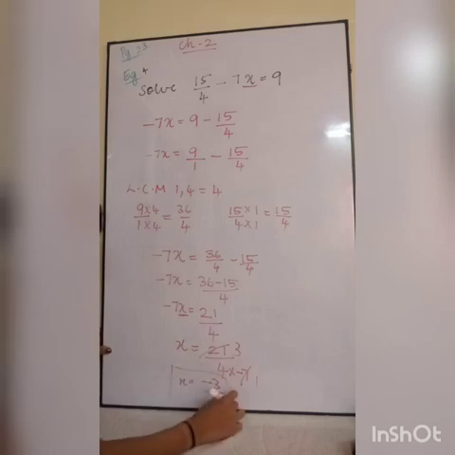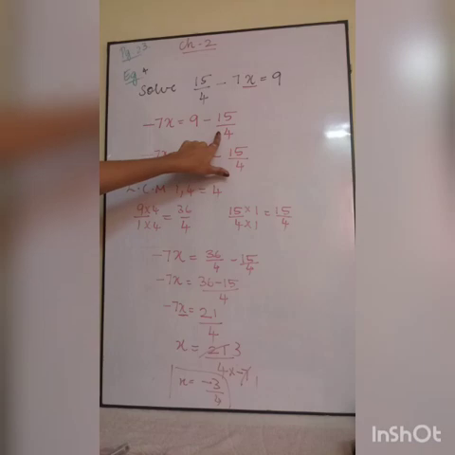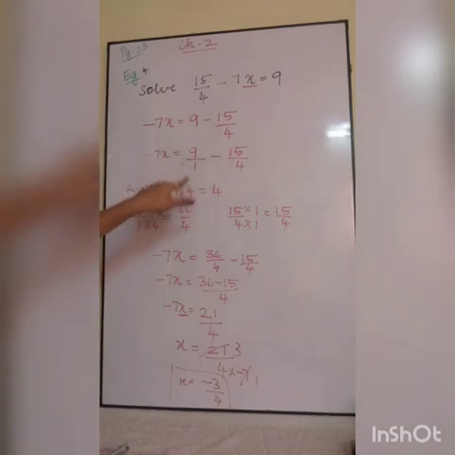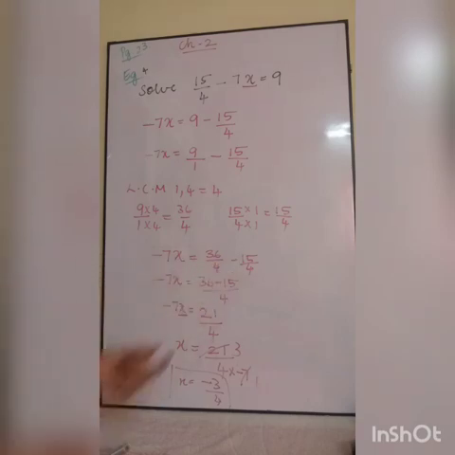What is the solution of the x value? Minus 3 by 4. Listen carefully. I want only minus 7x, so I am bringing that to that side. Plus 15 by 4 will become minus 15 by 4. Now I have done the LCM and made that 36 by 4 minus 15 by 4. 36 minus 15 is 21 by 4. Listen, since it is multiplied, if it goes to that side, it will become a division. So you should write it in the denominator.